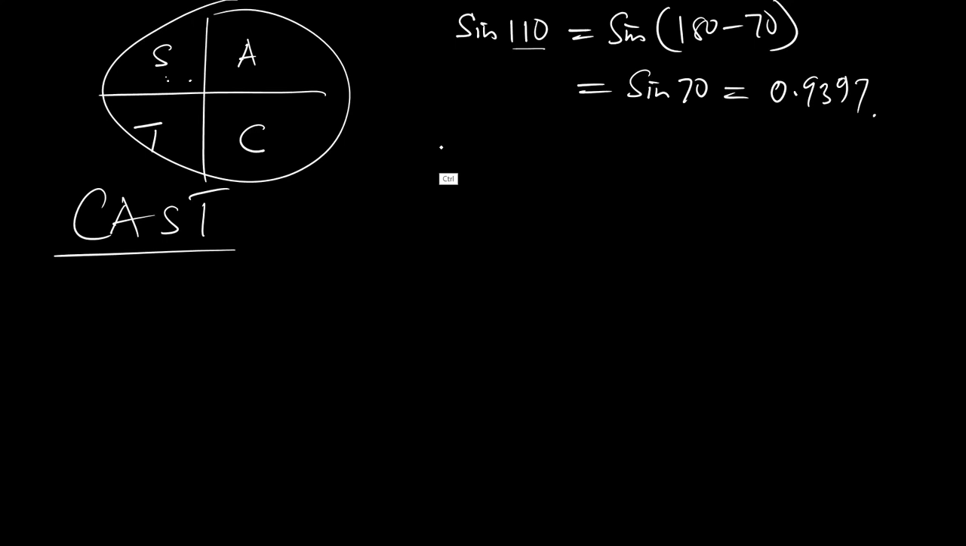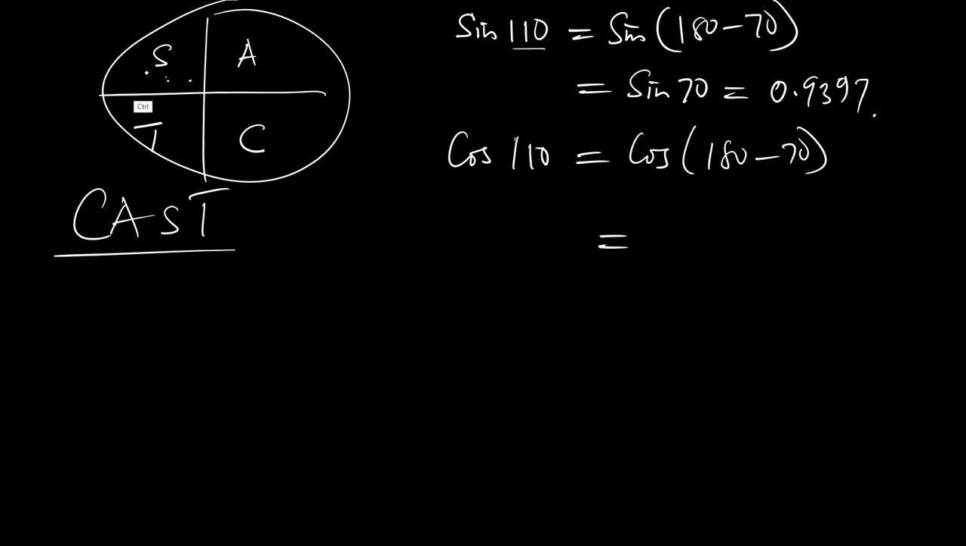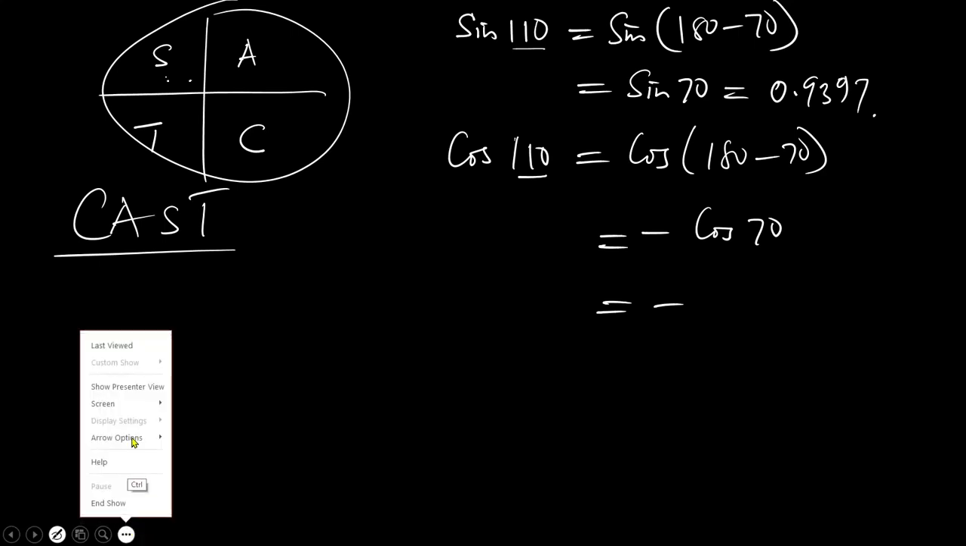Let's say you have cos 110. Now this cos 110 is the same thing as cos 180 minus 70. And you know, cosine is negative at the second quadrant, so it's negative there. You have minus cos 70. Now let's look at the table, what it gives.